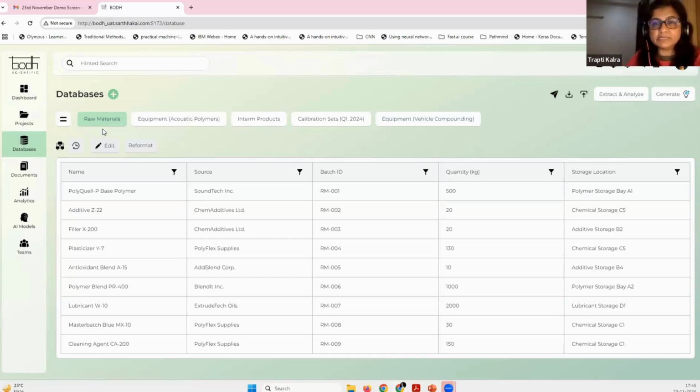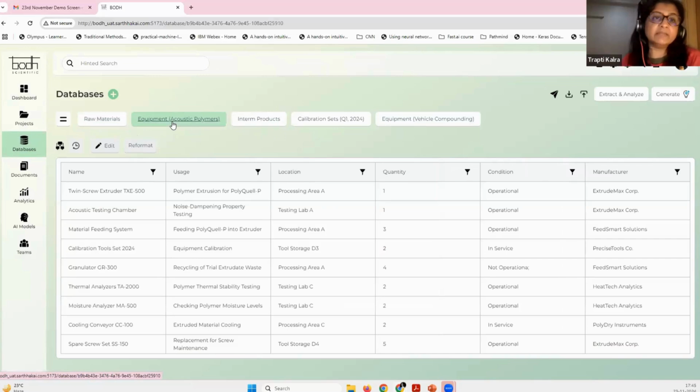for this particular Soundtech Inc., they have multiple databases around calibration sets, equipment, then again equipment which is used for acoustic polymers and their raw materials. So they maintain a list of all these equipments and raw materials, etc. And these can be pulled into any project or into any kind of trial and experiment that they're doing. And this is a thing they can automatically organize, they can bring in from other tools, etc.